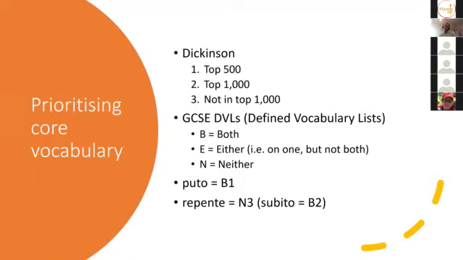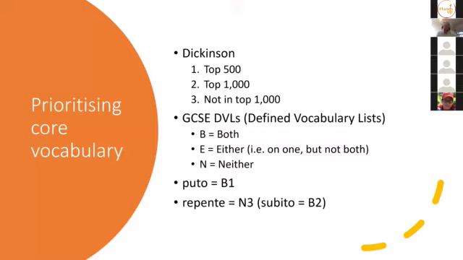Next, 500, so sort of 501 to 1000, it's given a 2. And if it's not in the top 1000, it gets a 3. And then for the UK, it gets a B if it's in both exam boards' lists, E if it's in one but not the other, and N if it's not in either of them, which means that a word like puto, which is in the top 500 of Dickinson and both UK exam boards use it, is a B1 word, which for us is top priority.